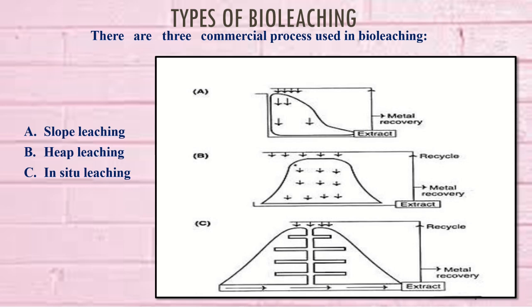Heap leaching. Here, the ore is dumped into large heaps called leach heaps. Water containing inoculum of Thiobacillus is continuously sprinkled over the ore, and water is collected from the bottom and used to extract metal and generate bacteria in an oxidation pond.